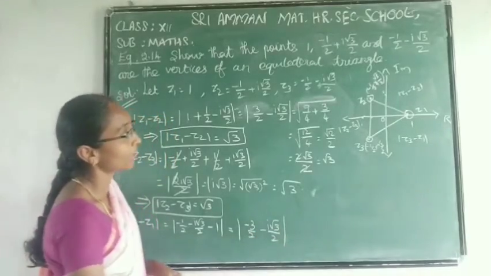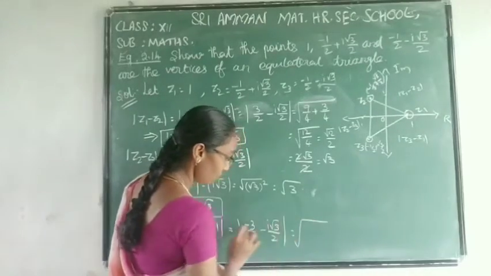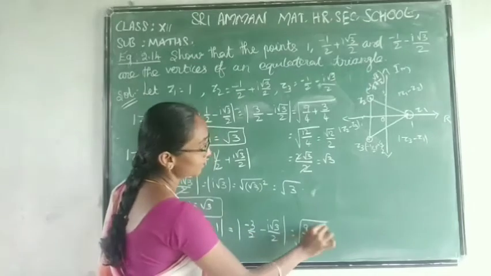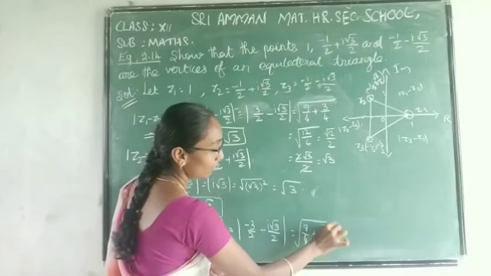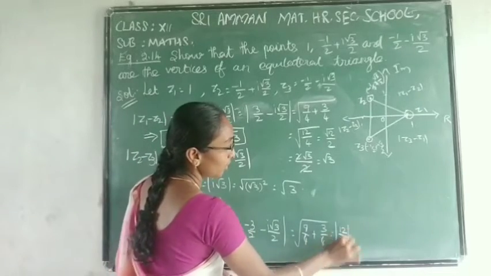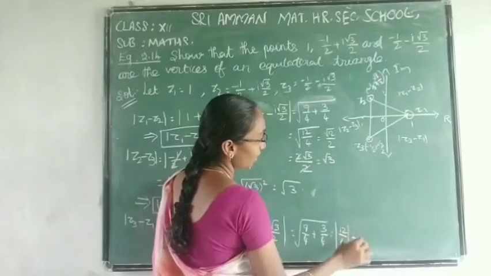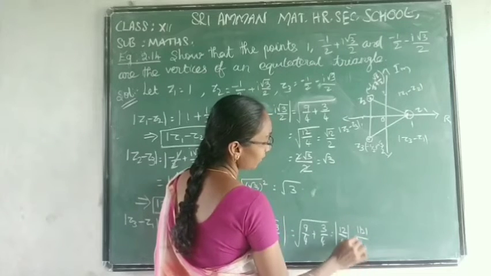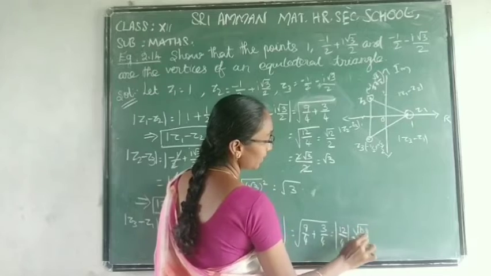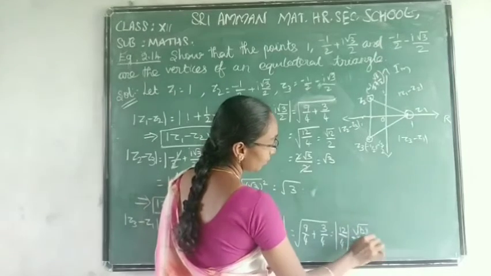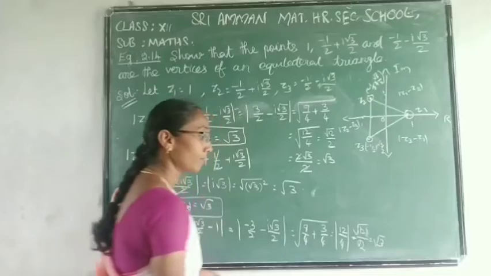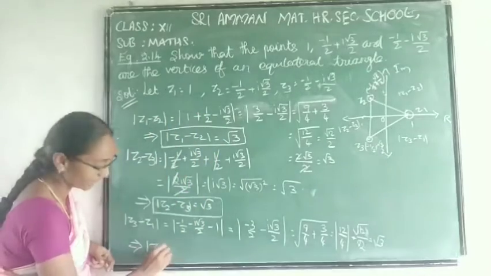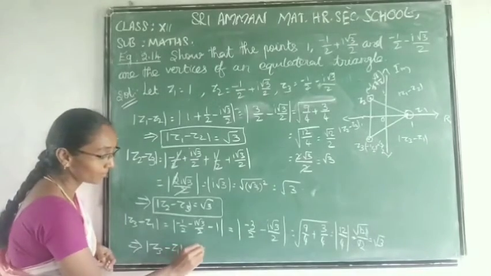Okay. So the value is square root of the real part squared, 9 by 4, plus imaginary part squared, 3 by 4. So square root of 12 by 4, which is root 12 divided by 2, and this one is root 3. Which implies modulus of z3 minus z1 equals root 3.